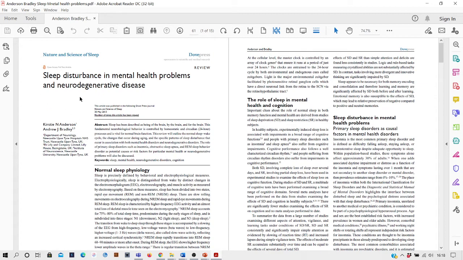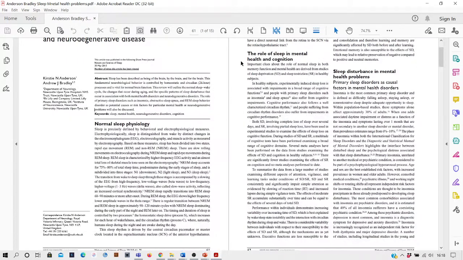So this is a review paper. It's on sleep disturbance in mental health problems and neurodegenerative diseases. So two pretty complex areas. What's the structure? That's what we're interested in. Not so much interested in the content, although the content is excellent.